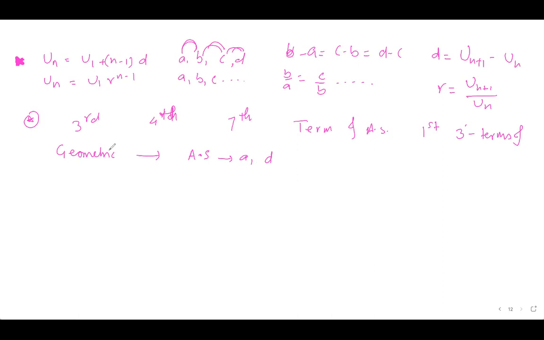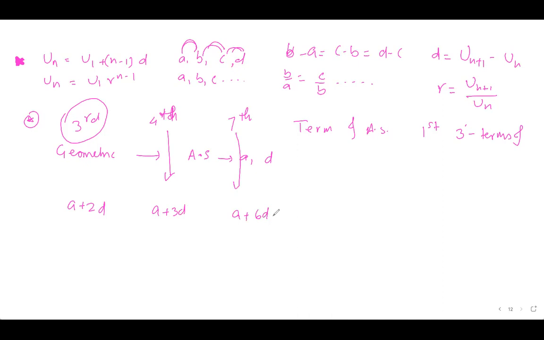The first thing you notice is that the third term I can definitely write down as a plus 2d using this formula. You can see here u1 plus (3 minus 1)d, so it will be u1 plus 2d. Since they have specified u1 is a and the difference is d, I'll write it in terms of a and d. The fourth term will be a plus 3d and the seventh term will be a plus 6d.